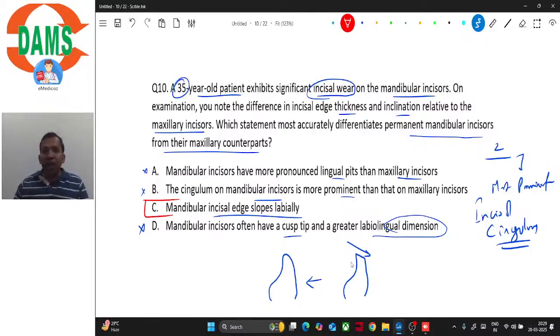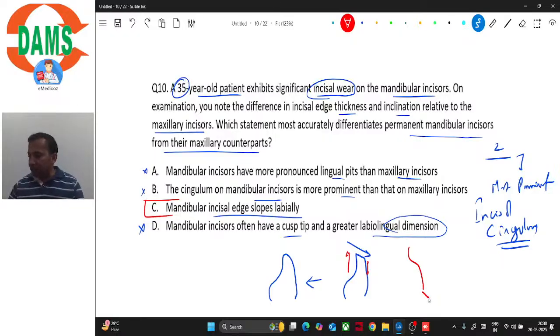And as you may notice here, after the incisal wear, the lingual surface appears to be longer as compared to the labial surface because of the direction of incisal wear. Now compare this to the incisal wear of maxillary incisors.